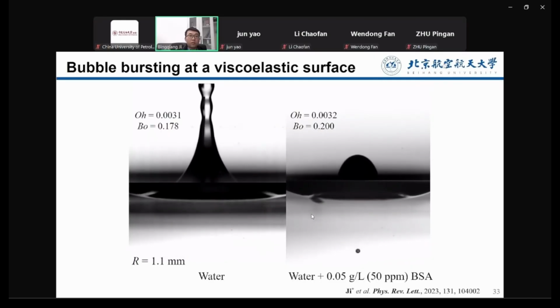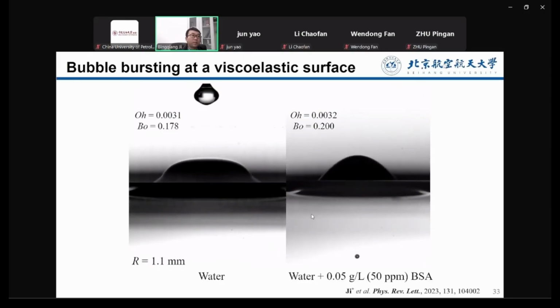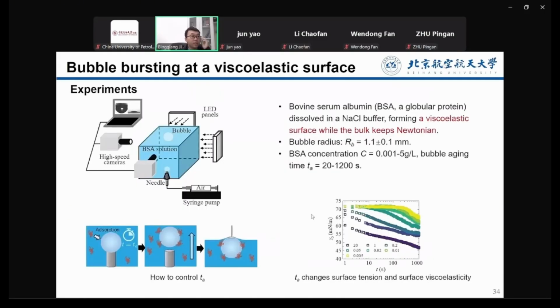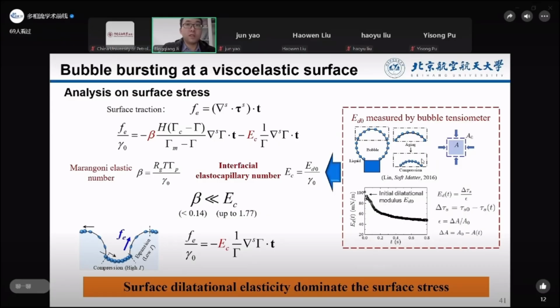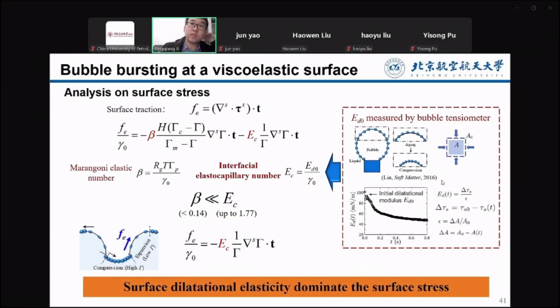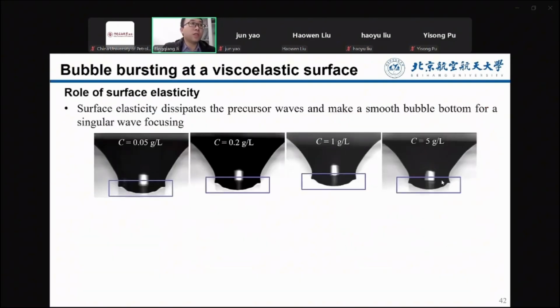Why does such a small addition make a significant difference on the jet dynamics? This is caused by the surface viscosity introduced by the adsorbed protein layer. So here are our experiments. The surface dilatation elasticity, or the interfacial elastocapillary number, surface stress, and the surface traction. So you can see how the surface elasticity changes the dynamics of the wave jet.